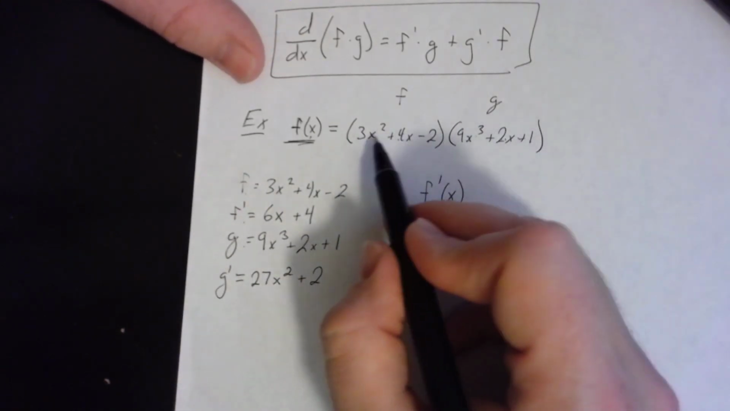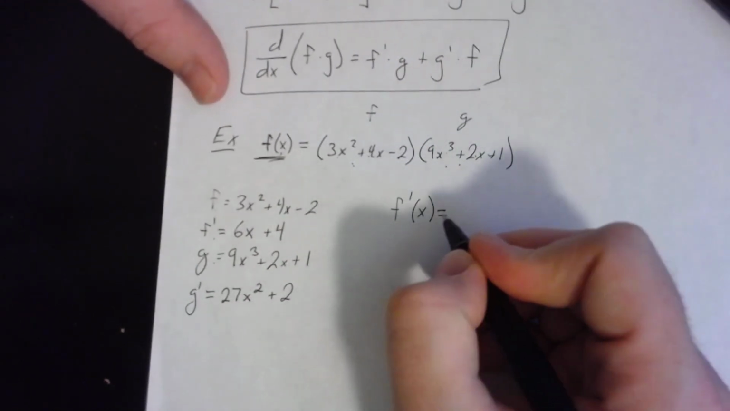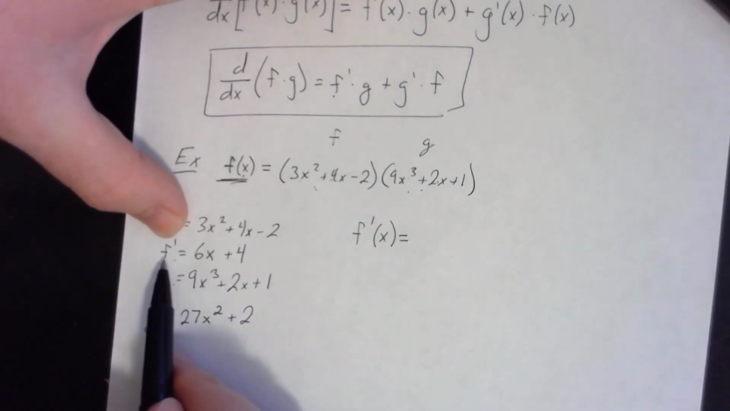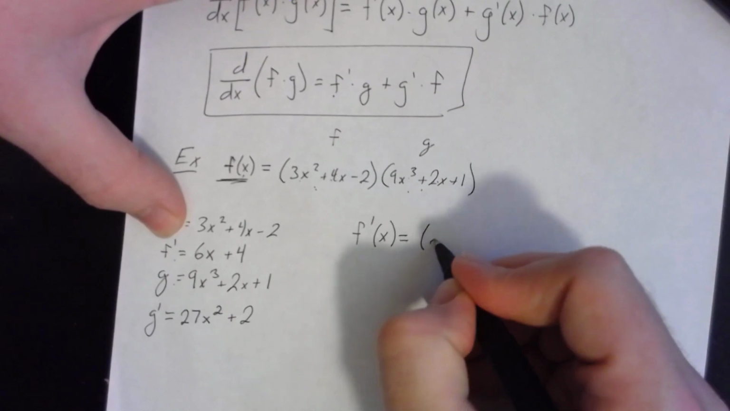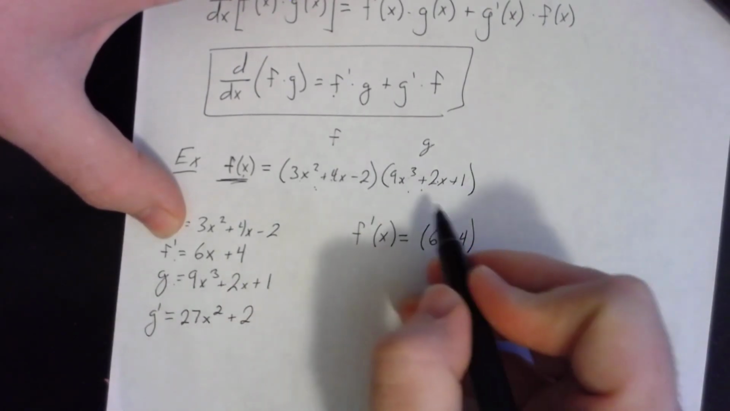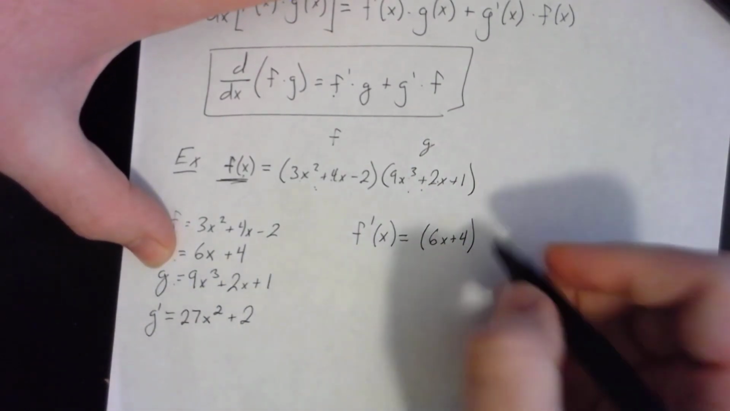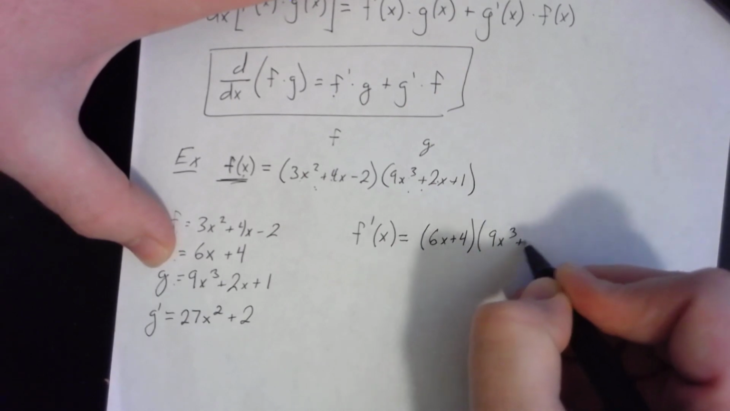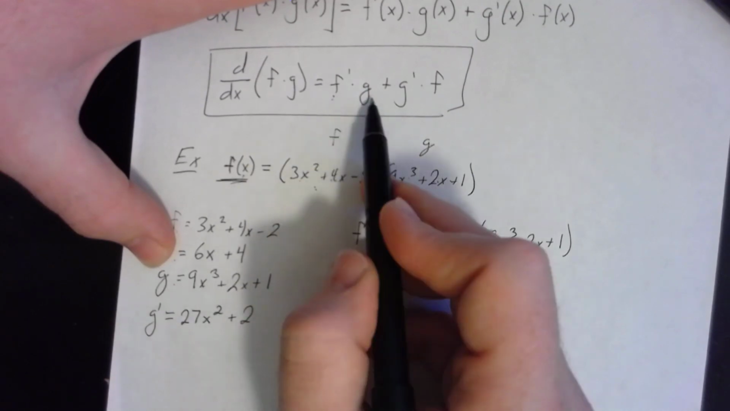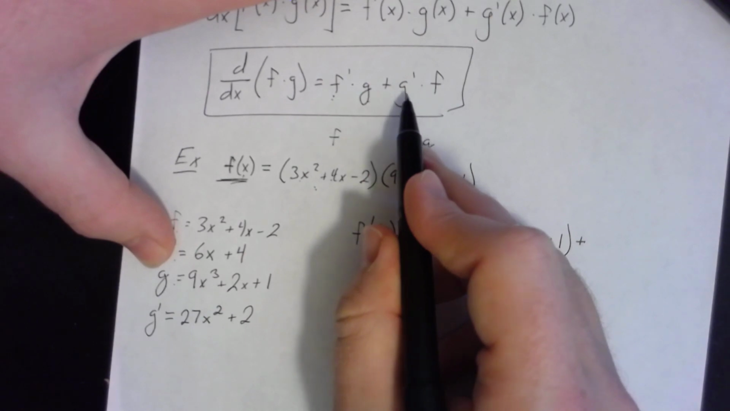Okay, the derivative of f times g, the first times the second, is the derivative of the first. So down here you'll notice f prime is 6x plus 4. So I'm going to write that down, 6x plus 4. That's the derivative of the first piece, times the second piece left unchanged, which, if you'll notice here, is g, is this. So in parentheses, 9x cubed plus 2x plus 1. So there is the first piece, f prime times g. Don't forget your plus sign, and I have to multiply that by g prime f.